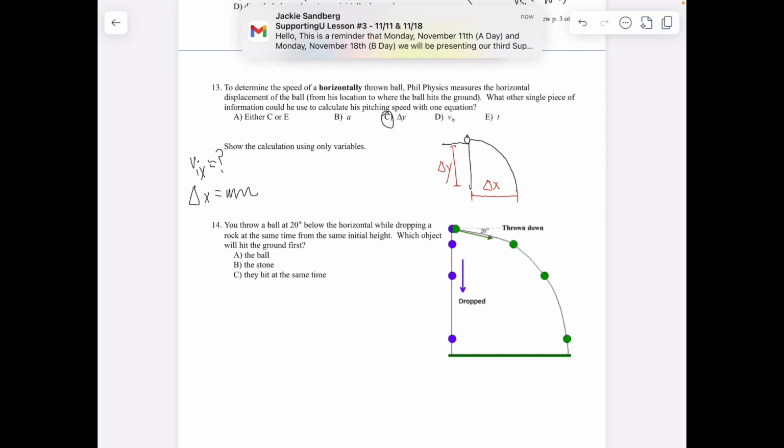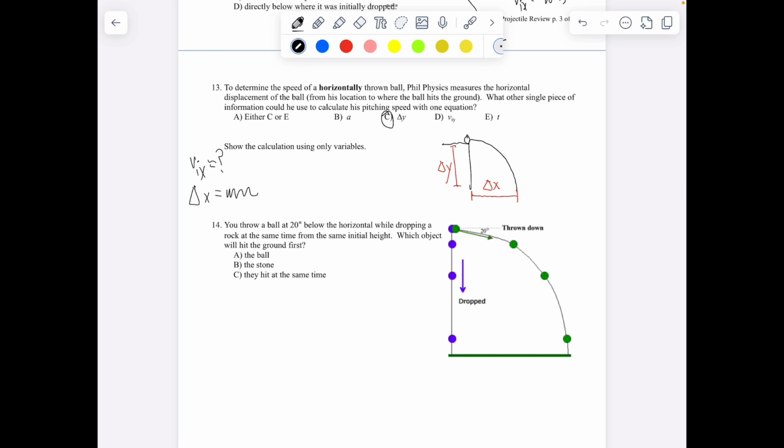If we were to have our delta y, we would then be able to say, well, we have our delta y, some value. We know our acceleration in the y direction is negative 9.8. And we know that the initial velocity in the y is 0, since we are launching it horizontally. With that delta y, now we can find the pitching speed with just one equation. All right.